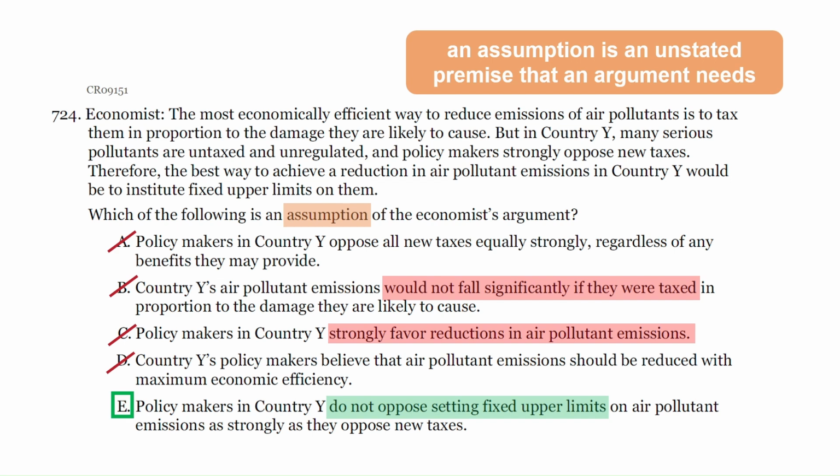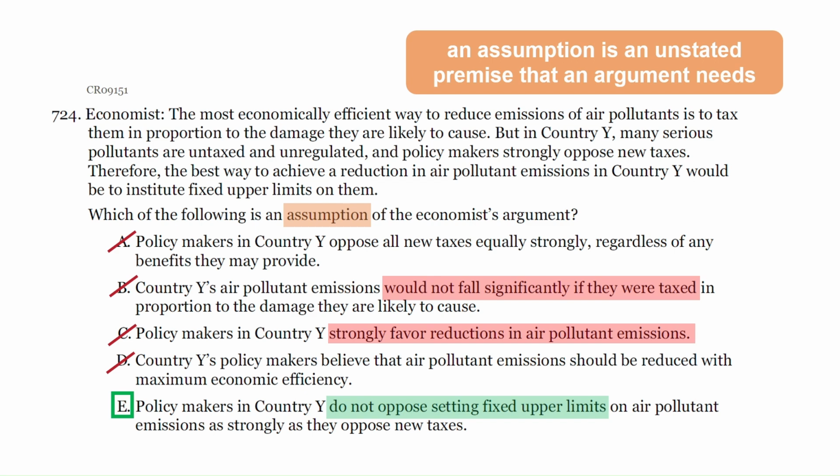To conclude, notice how we had a precise definition for an assumption with three parts. It's unstated, it's a premise, and it's necessary for the argument to work. Some other critical reasoning problems, such as strengthen and weaken ones, require us to pick the best answer from the 5 given. But assumption problems aren't like that. We have a precise definition, and only one answer will fulfill this definition.